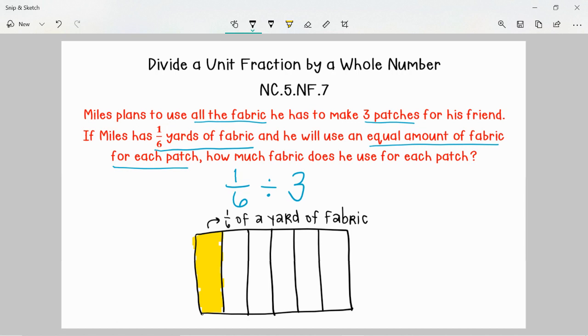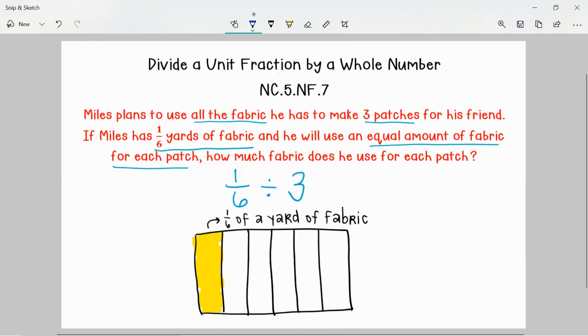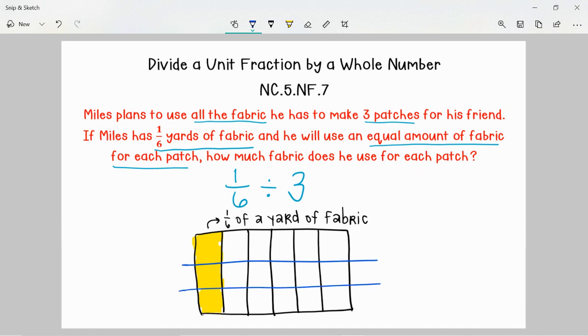Now, we know that that 1/6 of the yard of fabric that he has is going to be used to make 3 patches, and it's going to use an equal amount of fabric for each patch. So what we could do now is take this 1/6 and split it into 3 equal parts. That 1/6 of a yard is going to be split equally among those 3 patches. So I'm going to split that into 3 equal parts. And now we can work to determine how much that means he'll use for each patch.